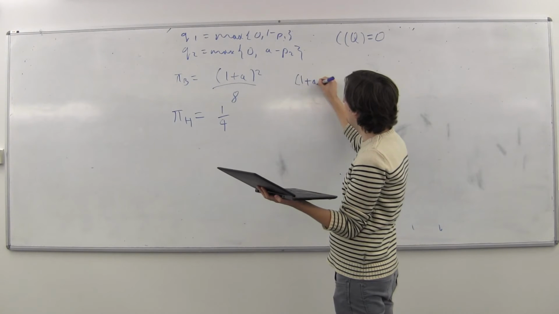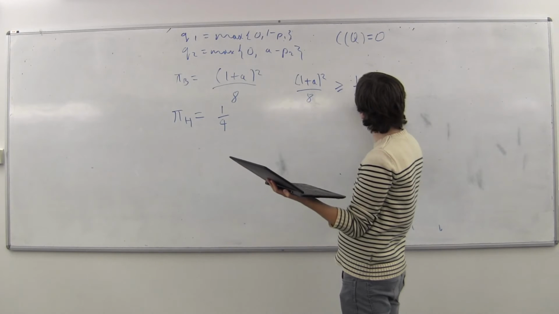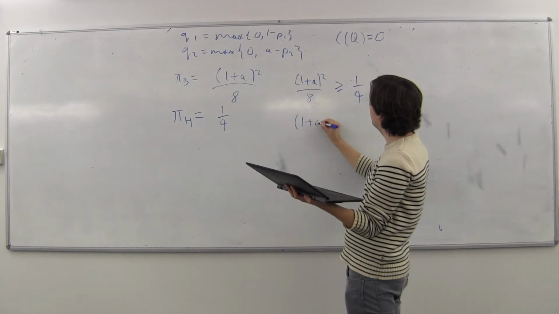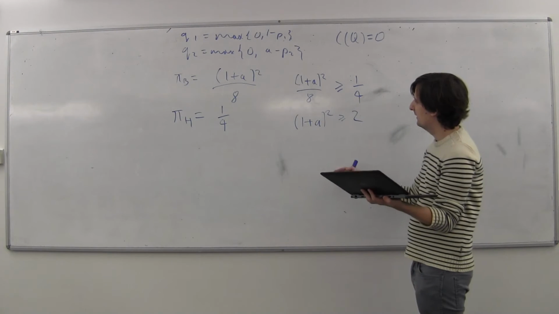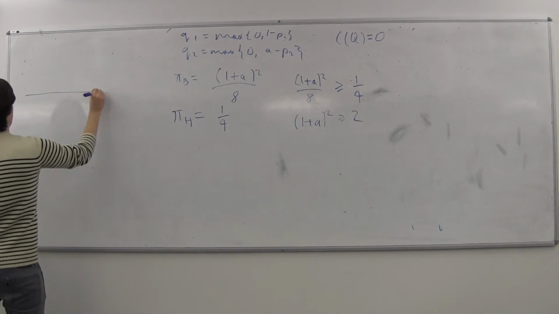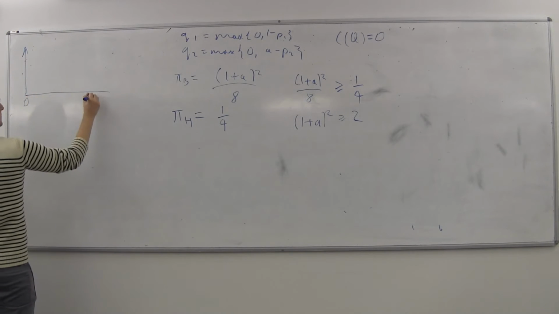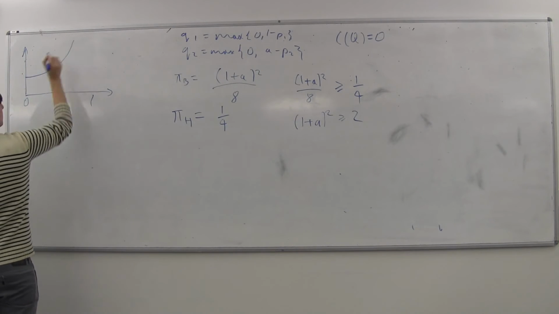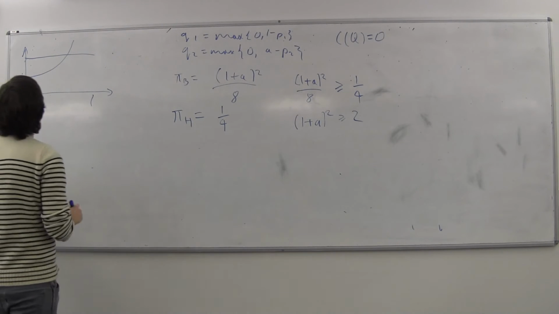We want to know whether (1 plus a squared) divided by 8 is bigger or equal to a quarter. Okay, so let's multiply both sides by 8, so that's 1 plus a squared is bigger or equal to 2. So what does that look like? Here a is always positive, between 0 and 1. 1 plus a squared is going to look something like that. And we want to know whether it's bigger or not than 2.